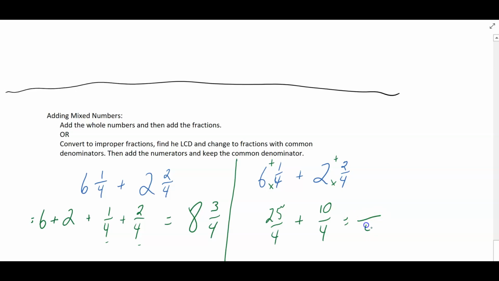Now I can add my quarters. 25 plus 10, 35. So 8 3/4 is equal to 35/4. Because 4 goes into 35 8 times. 8 times 4 is 32. And 35 minus 32 is 3 left over.